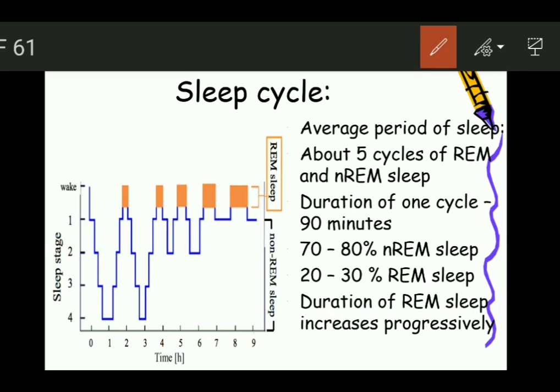The duration of REM sleep increases progressively. You can see here in the first hour this much is the duration of REM sleep. Then you can see it progressively increases. It is highest towards morning time.